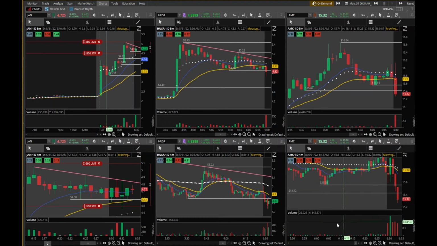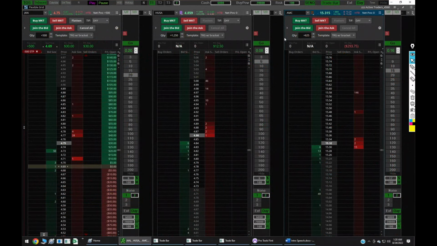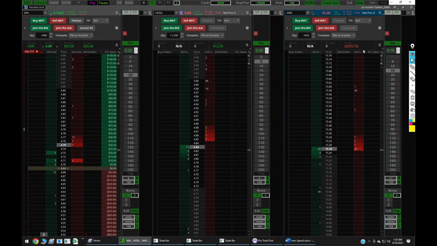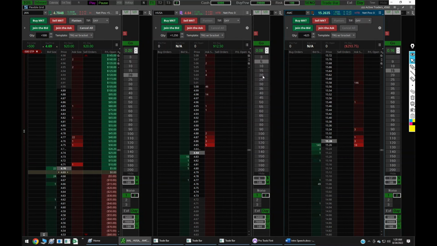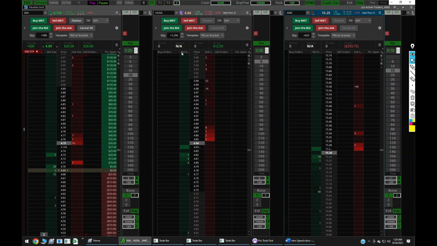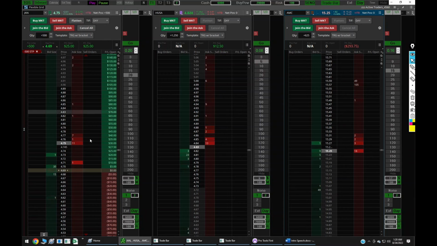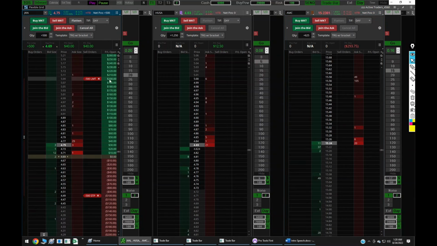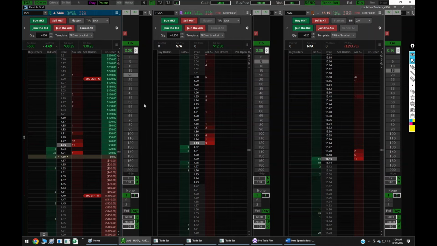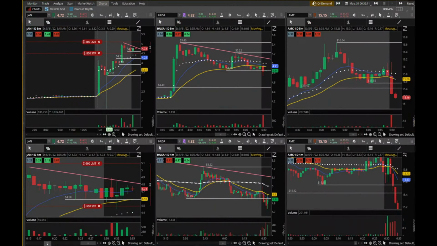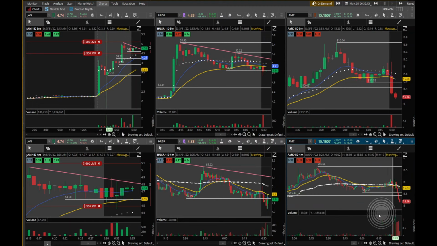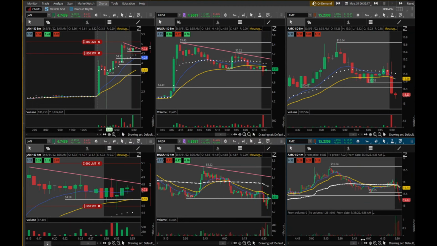Consolidating pretty good on the hourly now on AMC. There's where we stand. Down 293, but up 1250 here. I'm looking to make 200 on this one, possibly, if it can get up there. Boy, AMC really giving it up there.